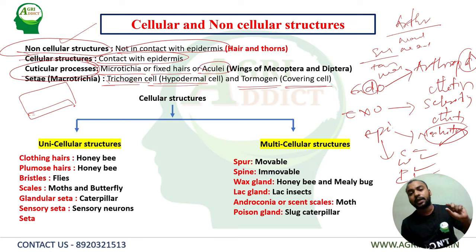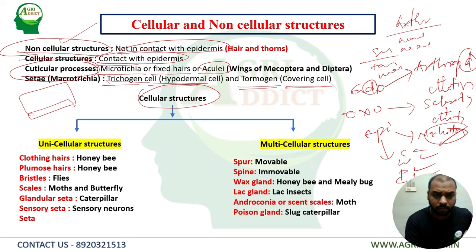Actually, these trichogen and tormogen cells produce macrotrichia or setae, but these fixed hairs or aculeae are called cuticular processes. Okay, so these are some of the cellular structures you have to remember. I will provide some tricks. You just try to remember by these things.